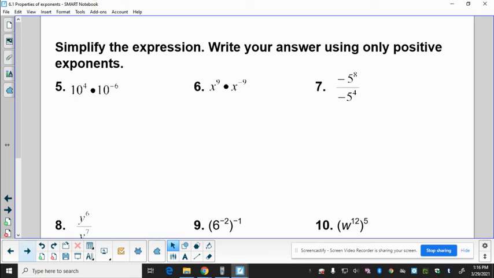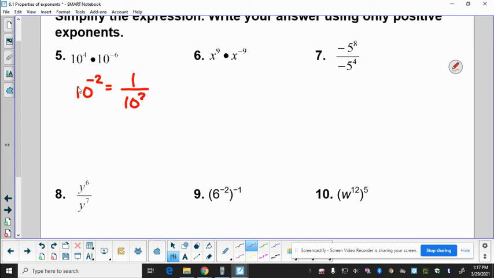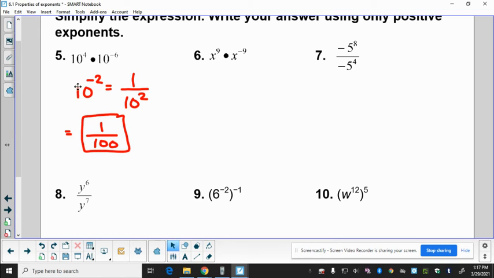Once again, write your answer using only positive exponents. All right, so number 5, since I'm multiplying, I will be adding the exponents. That'll be 10 to the negative 2, which is 1 over 10 squared, which is 1 over 100. Number 6, when I add those together, I get x to the 0 power, which is 1. Anything to the 0 power is 1.